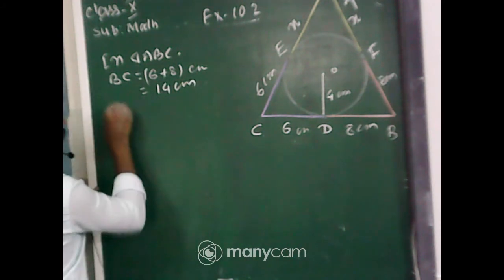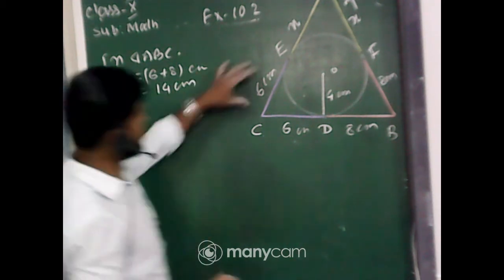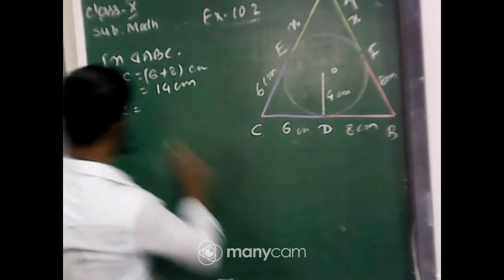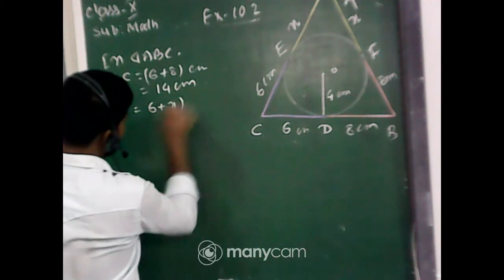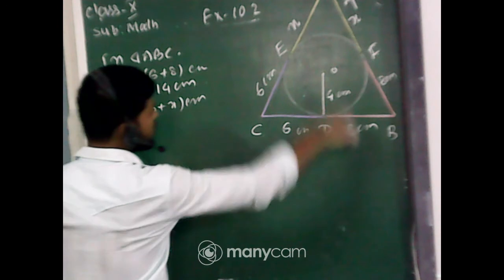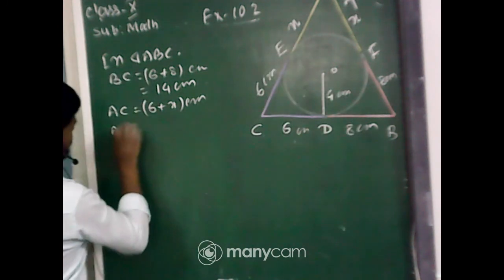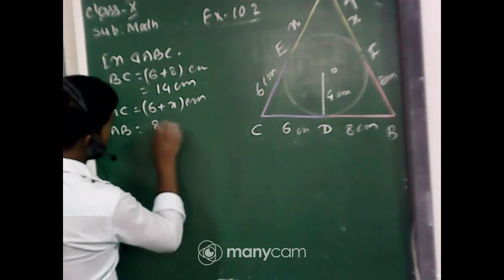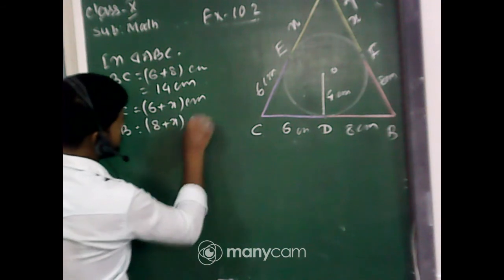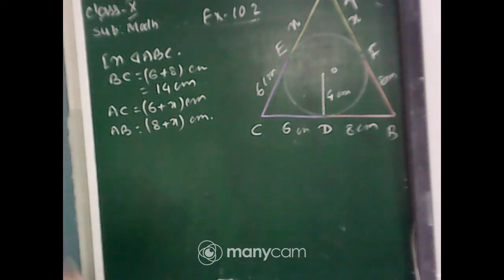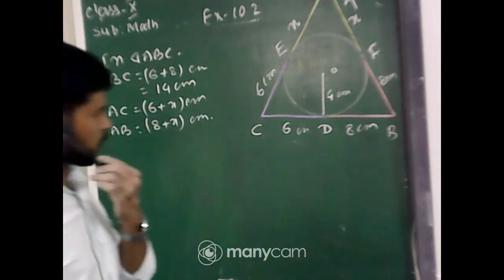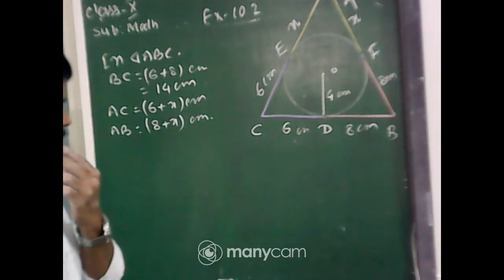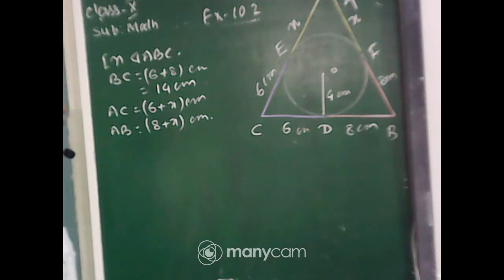What is the length of AC? This is 6 and this is x. So that is 6 plus x centimeter. What is the length of AB? That is 8 plus x centimeter. Now look, up to this, have you understood? Up to this, any confusion? No.